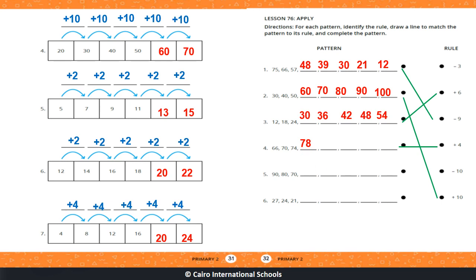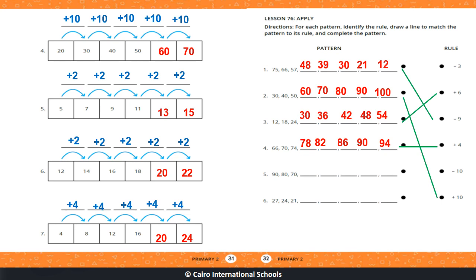74 plus 4 equals 78. 78 plus 4 is 82. 82 plus 4 equals 86. 86 plus 4 equals 90. 90 plus 4 equals 94, and so on.